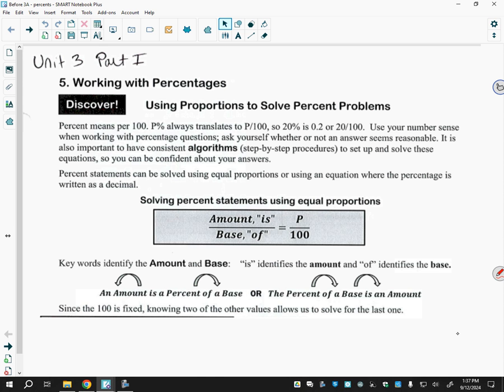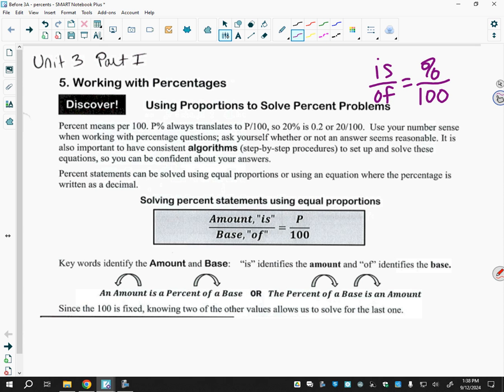And this is how I was taught to do percents as well. Anytime you have a percent problem, this little proportion, my high school teacher taught us this: is over of equals percent over 100. If you have a problem about percents and you're not sure how to solve it, take the amount, which is the is part, and the base, which is the bigger part, and set that equal to the percent over 100, because percents are just out of 100. That's just changing the percent back to a decimal, and you can solve these problems, okay?